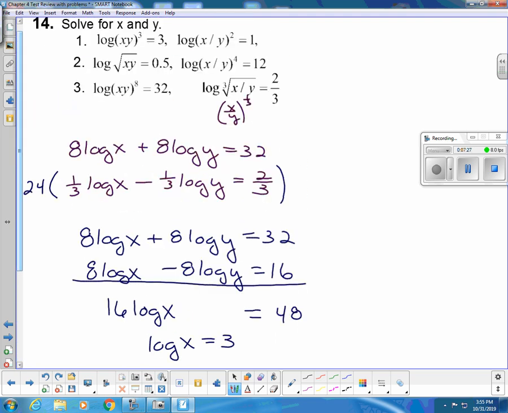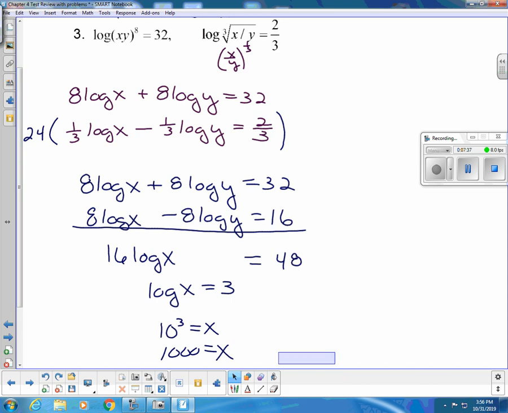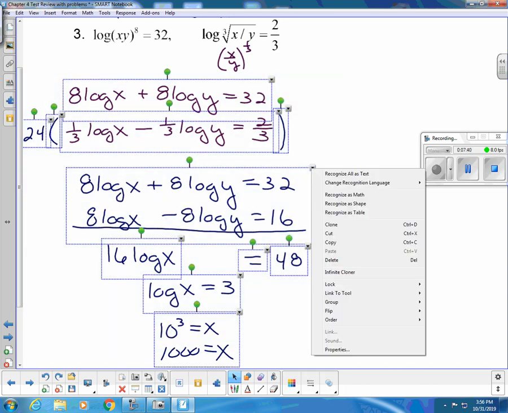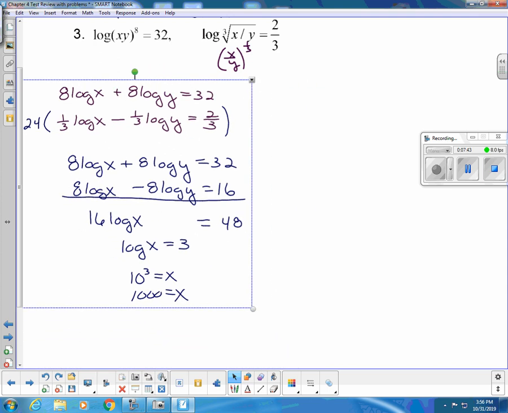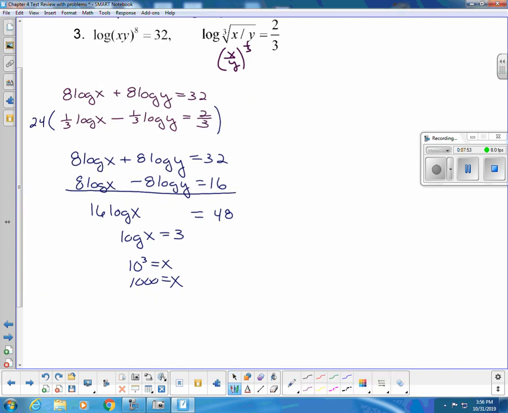Now you could repeat that process if you wanted to. I'm just going to grab the first equation and solve for y. You can repeat the process and eliminate the x's, which means you'd have to multiply by a negative 24. And that might just be easier for you. Let's go ahead and do it. We're starting again at 8 log x plus 8 log y equals 32. We're going to eliminate the x, so instead of multiplying by that positive 24, I'm going to multiply by a negative 24.